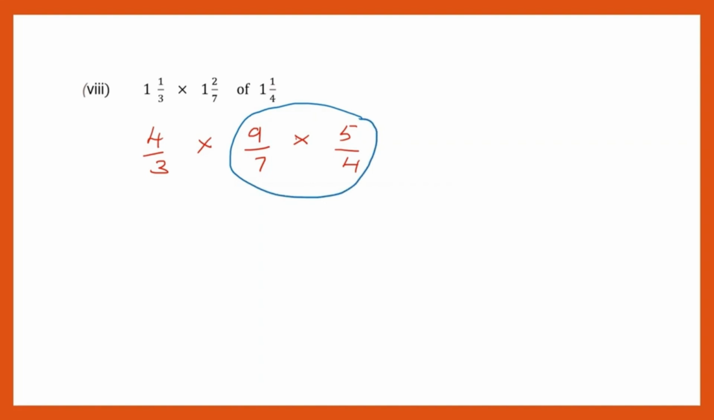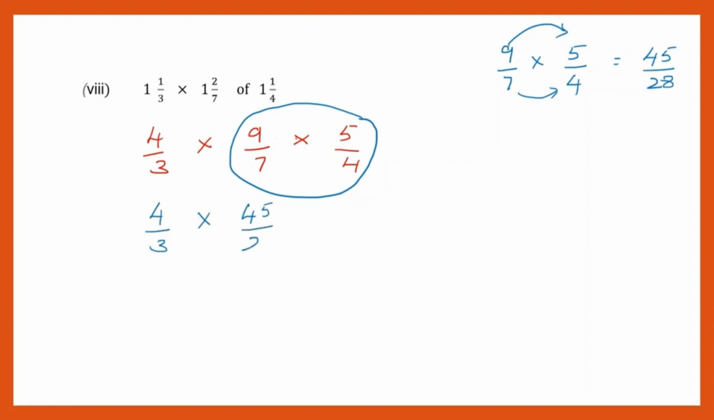So let's start. Let's do this operation. There's nothing that we can cancel, isn't it? So 9 by 7 into 5 by 4. There's nothing that we can cancel here. So we're going to multiply the numerators. 9 5's are 45 and denominators 7 4's are 28. So we got 4 by 3 into 45 by 28.